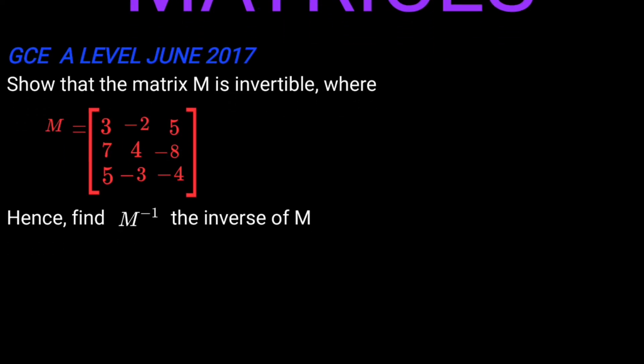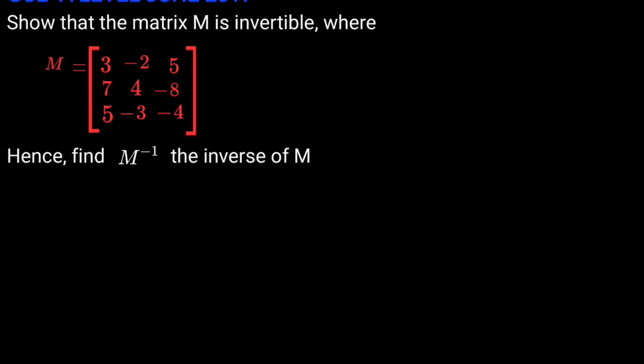Okay, so the question says we should show that the matrix M is invertible, where M is the matrix which has been given. So hence find M inverse, the inverse of M. So let's start with the solution.